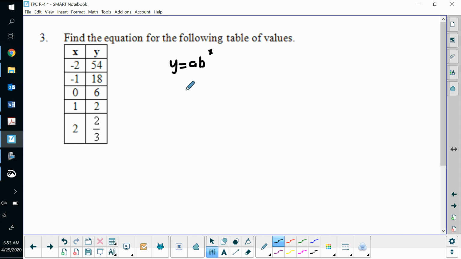So your a value, unless they tell you there's some type of shift, which they don't, your a value always corresponds to when x is equal to 0. So we're going to have y equals 6 times something to the x.